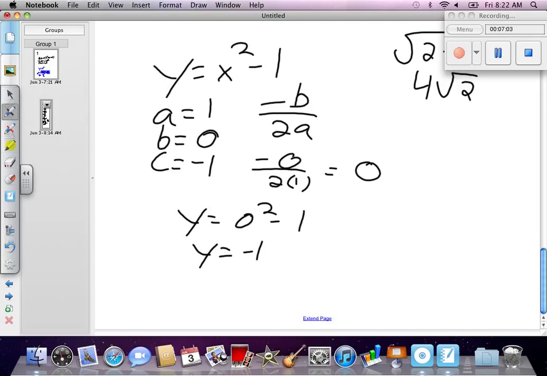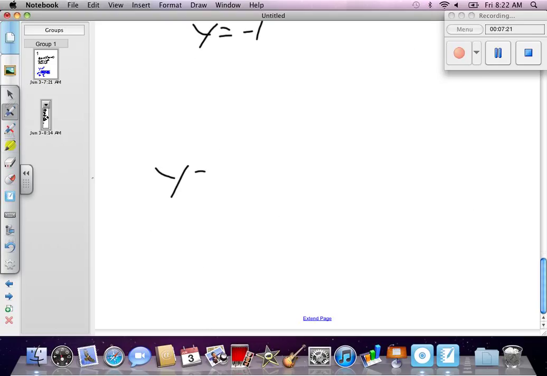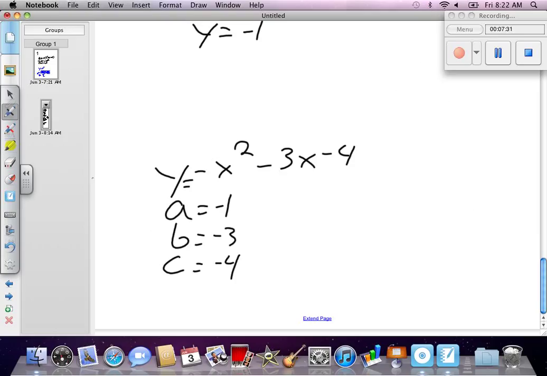Okay, let's turn it over and look at 37. Okay, so these are harder to eliminate because they're all frowny faces. So we better find our vertex and figure out which one has that vertex. So the first thing I'm going to do is label my A, B, and C. A is negative 1, B is negative 3, and C is negative 4.